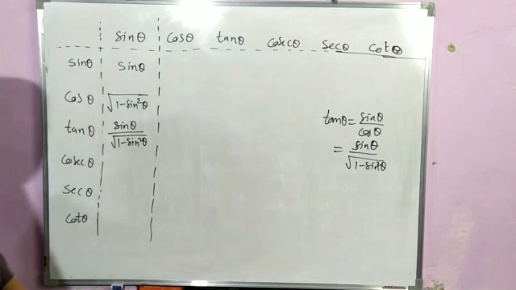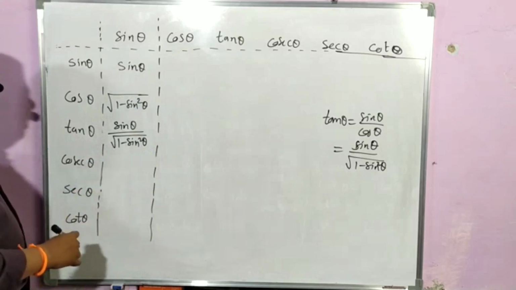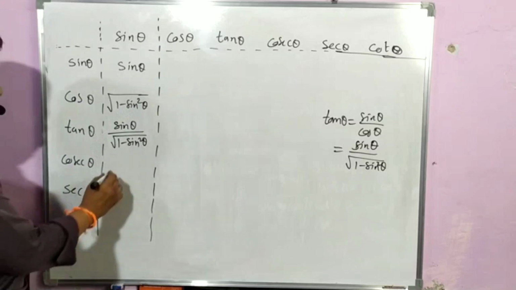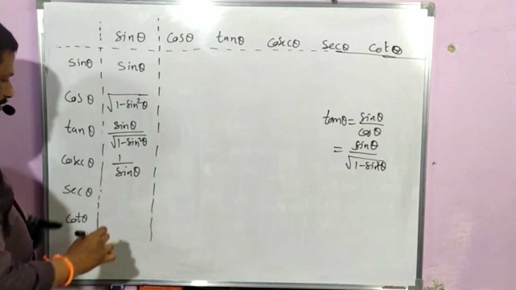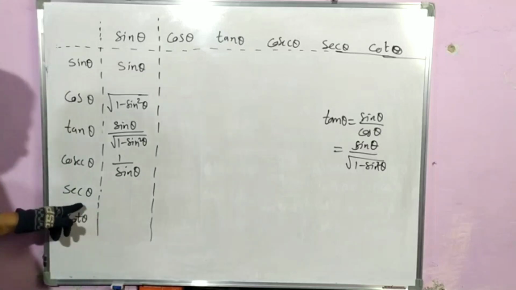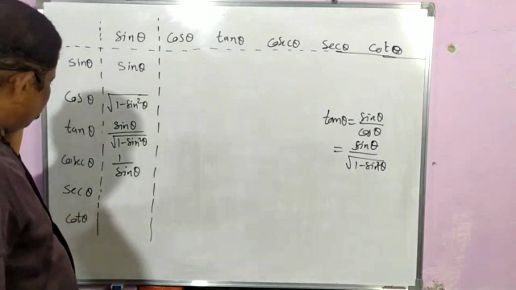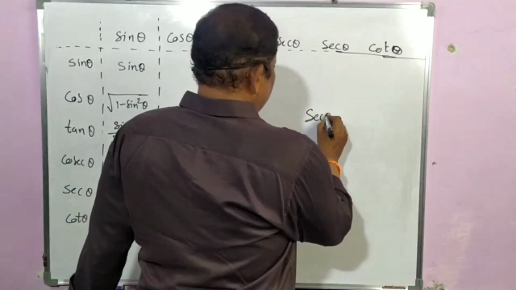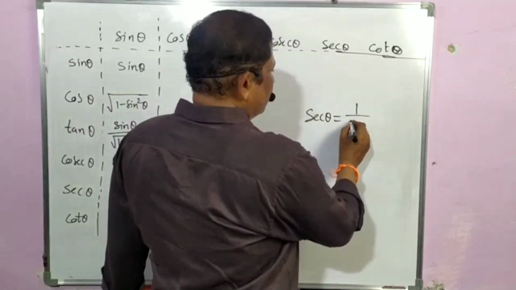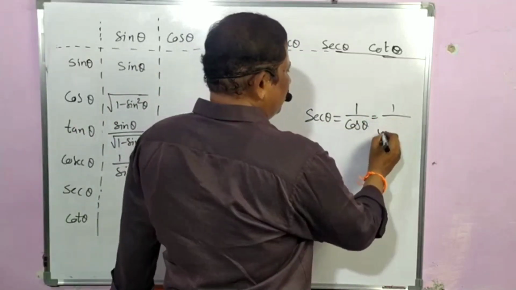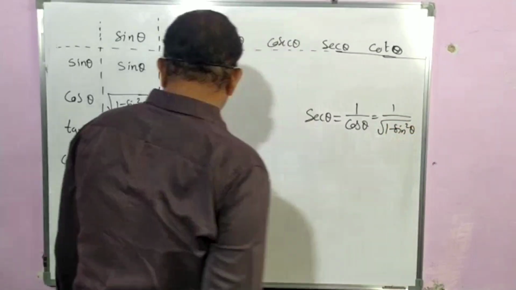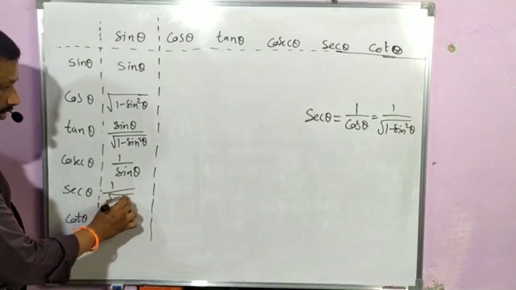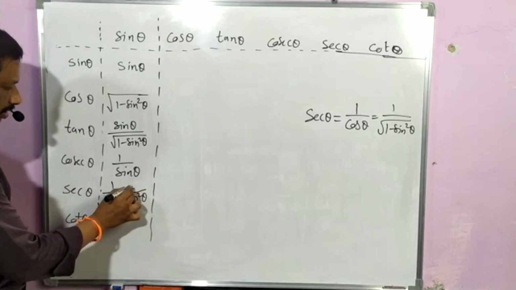Next, cosecant in terms of sine. We can easily write it directly because it is the reciprocal of sine, so 1 by sine theta. Secant in terms of sine: secant theta is equal to 1 by cos theta, the reciprocal of cos. Cos we can write as root of 1 minus sine square theta. So this can be written as 1 by root of 1 minus sine square theta.